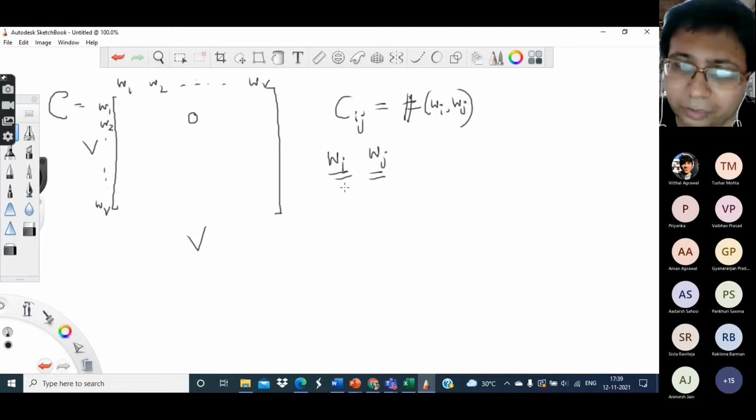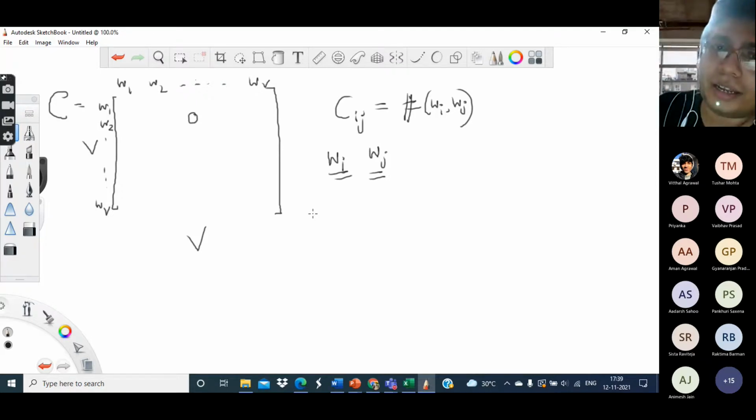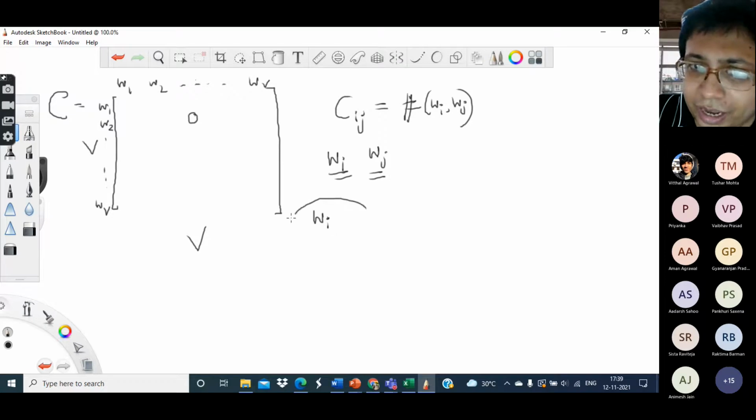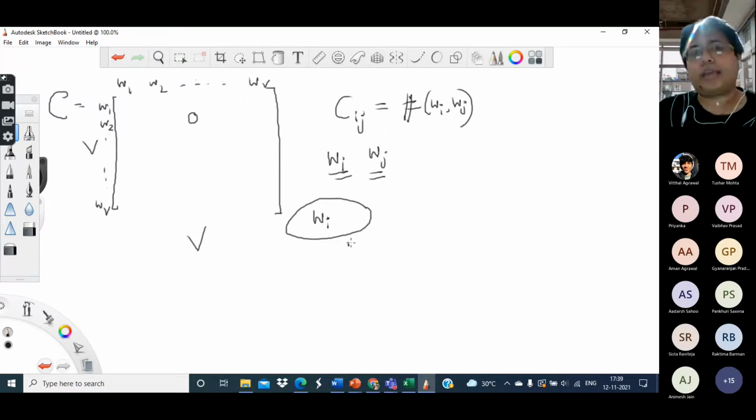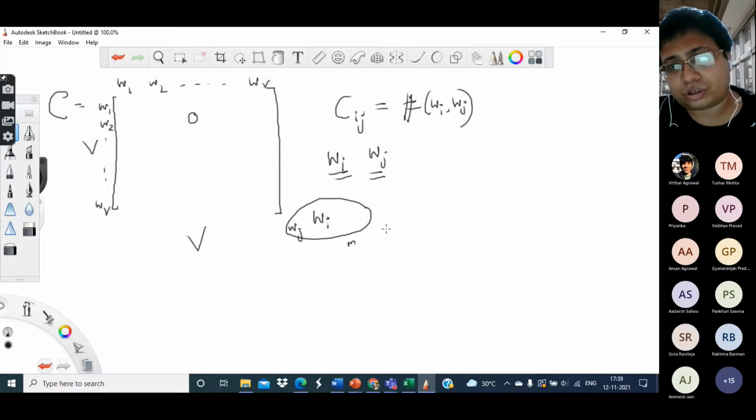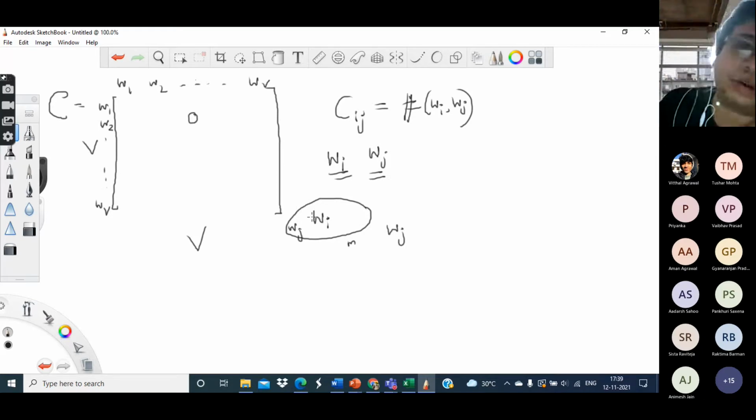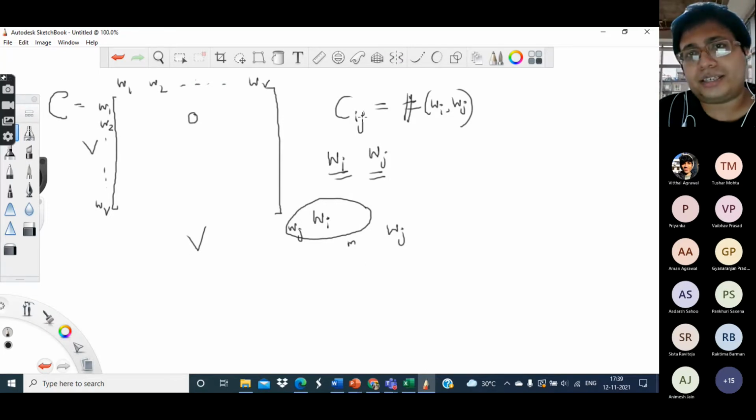What do I mean by that? Suppose the word wi appears somewhere in a document, then I must consider a neighborhood of size m around it and see if wj occurs within it or not. So basically I will track every occurrence of the word wi and check whether wj is appearing somewhere close to it or not. The score I get that way, I will put as Cij.